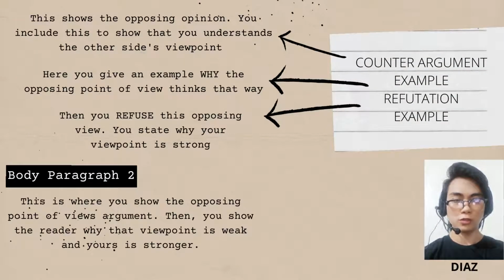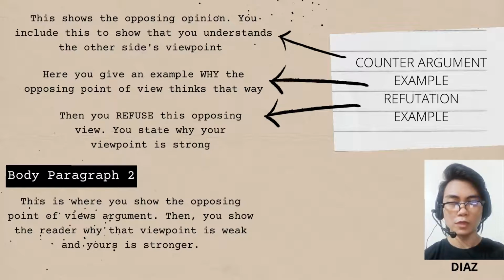Body paragraph number 2. This is where you show the opposing point of view's argument, and then you show the reader why that viewpoint is weak and yours is stronger. Counter-argument. This is where you show the opposing point of view, the other side of the argument. You have a clear idea of why they think that way, and then you want to give an example of why you think that's wrong. Refutation. This is where you state why your viewpoint is stronger, and you include this to show that you understand the other side's viewpoint.